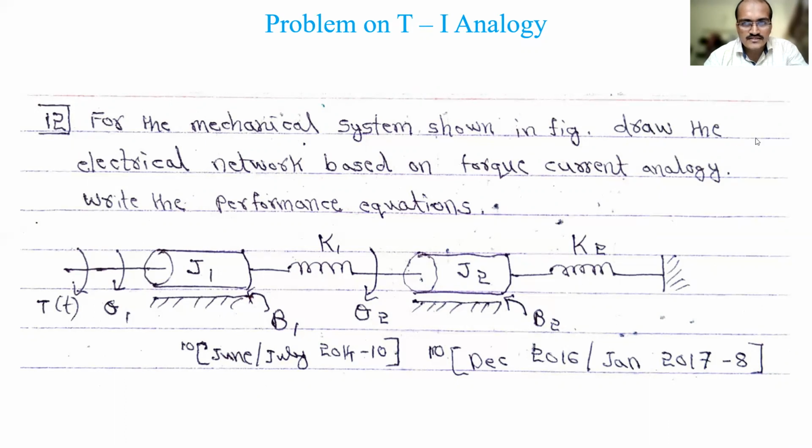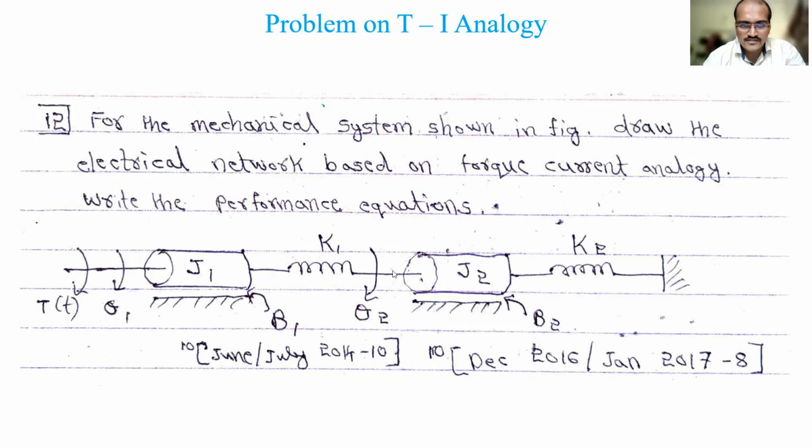For the mechanical system shown in the figure, draw the electrical network based on the torque-current analogy and write the performance equations. The system has two inertia elements, J1 and J2, with springs K1 and K2, and friction B1 and B2 with respect to J1 and J2. Torque is applied at J1, so you have two displacements, theta 1 and theta 2. Compared to the previous one, it is a little easier network. The only thing is you have to do the torque-current analogy now.